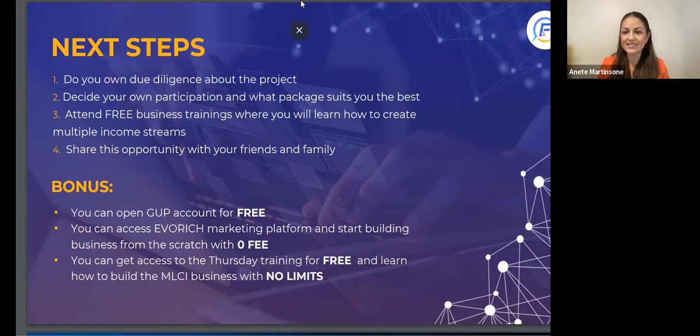But yeah, what are the next steps? The next steps are as follows. They're very simple, right? You don't have to do the brain work of what you need to do next. Most of you here are our partners already. But for those who are still thinking, or whose partners are still thinking, here are the next steps they have to do. They need to do their own due diligence about the project.